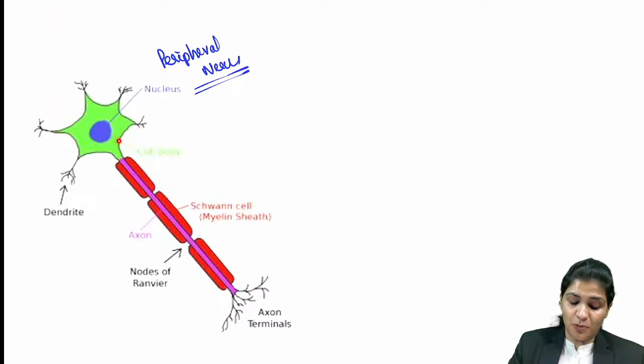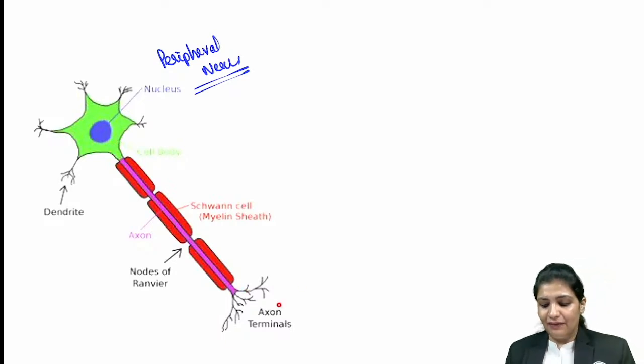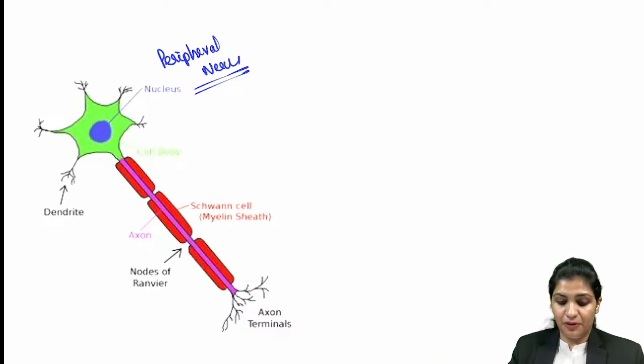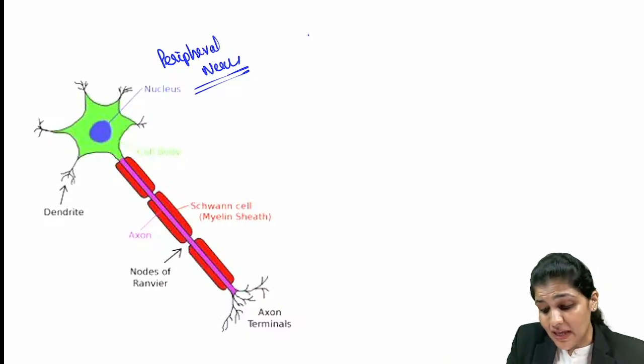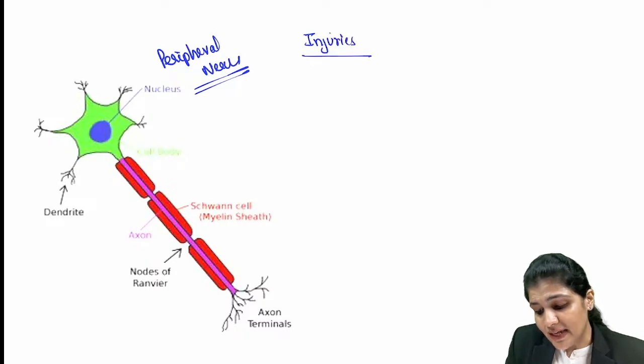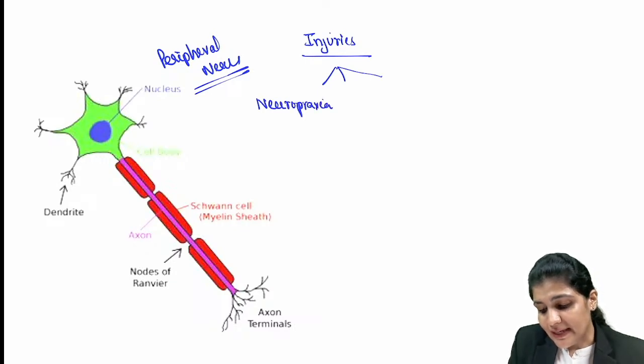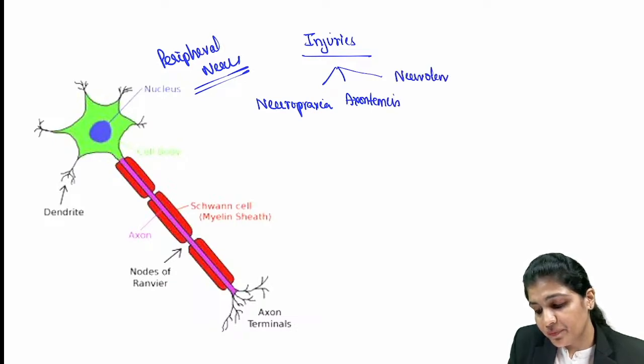Now the axoplasm from the cell body will flow along the axon and is dispersed over the axon terminals. Based upon the injuries, there are three types of injuries which you have to remember. The first one is neuropraxia. The second one is axonotmesis. The third one is neurotmesis, right?